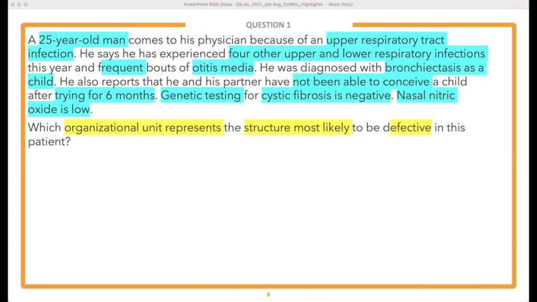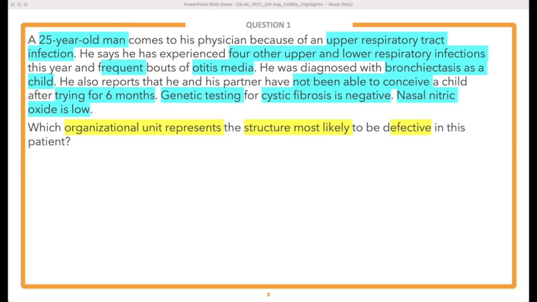I think that's a great question. I think one, we need to figure out what is the condition that is going on in this patient. Two, what is the structure that is defective in that condition? And then three, maybe you could argue that there's an additional step of, what are they talking about with organizational unit? So I think one, what's the condition? Two, what's the defective structure? And three, what is that organizational unit?